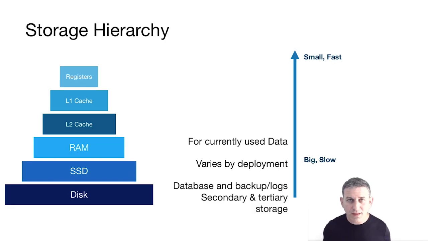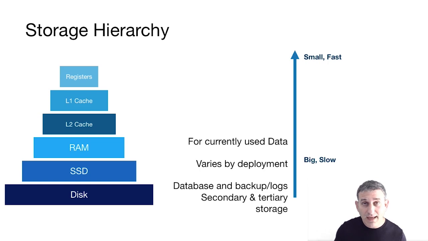Now generally, we think of storage as being in a hierarchy. And if you've taken a computer architecture class, you may have seen a figure like this. Things at the top of the hierarchy are small and fast, the extreme of that being the registers on your CPU. And then things at the bottom are big but slow. So magnetic disks are a good example of that.